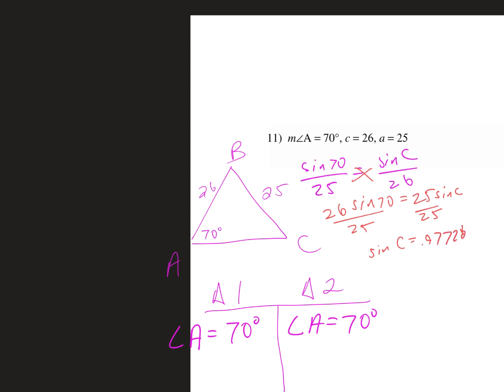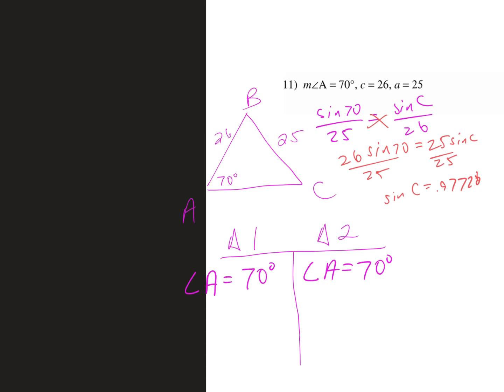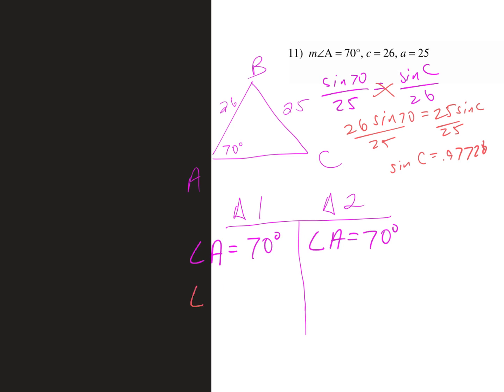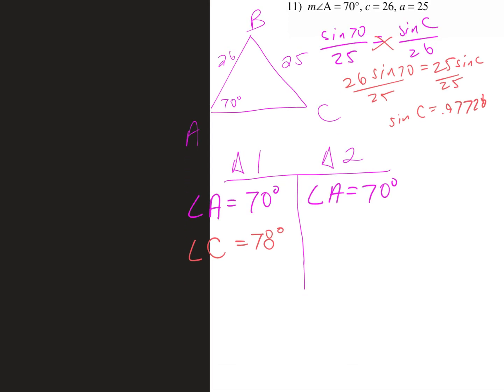0.97728. All right, second sine, second answer. 77.76. Let's just round it to the nearest degree. So 78 degrees. So here in triangle 1, we said angle C is 78 degrees. Now you guys could continue this, and you could now find angle B. How would we find angle B? You add 70 and 78. You get what, 148? What's 180 minus 148? Angle B is 32 degrees.